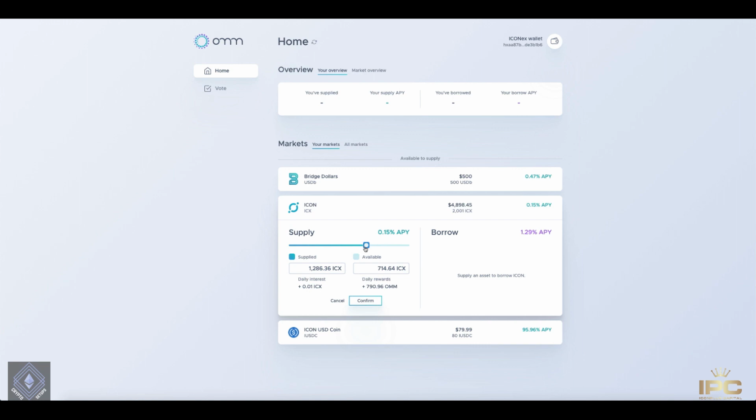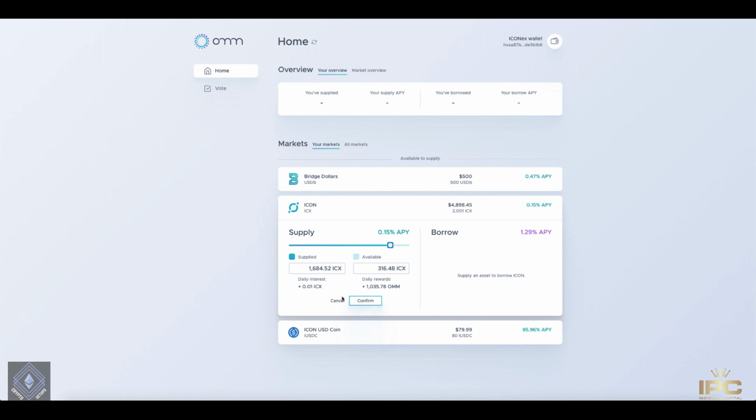Okay, now if you were wanting to borrow something, you have to supply a particular asset to be able to borrow. You just can't come in, take out a loan, transfer the money, and then never look at that wallet again. It doesn't work that way. You have to supply collateral to borrow, because that's how you repay it. So over here I'm going to just slide this. I don't know why, I just always am hesitant to use the full amount of ICX, so I'll confirm.